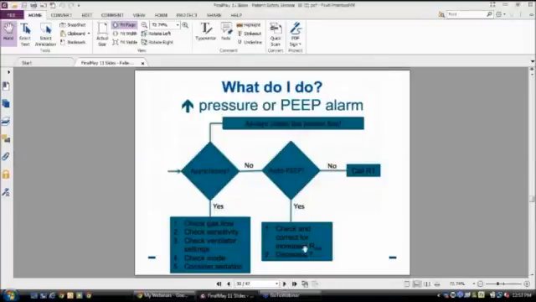We also want to check for auto PEEP. Again, we've talked about this a couple of times. Air trapping diseases like asthma or emphysema could have some auto PEEP if you don't set enough time on the ventilator for the patient to exhale. So we want to check for that.